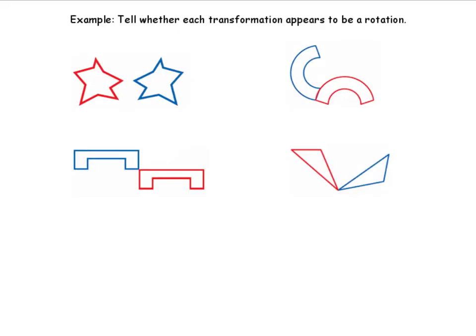Tell me whether each of these transformations appears to be a rotation. Well, let's take a look at the first one. In this first one, if I look at my pre-image and I go to my image, does this look like it's been turned at all by any degrees? I would say no. This actually looks like it is a reflection. So this is a no. This next one, if I look at my pre-image to my image, it looks like it's been turned. So yes, this is a rotation.